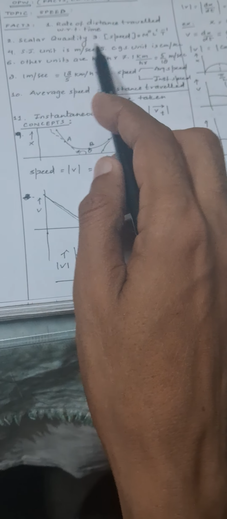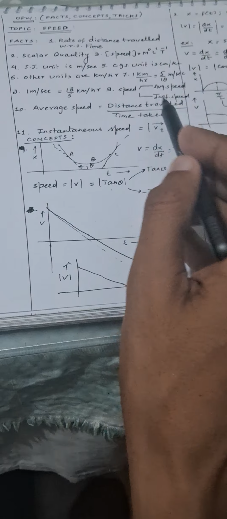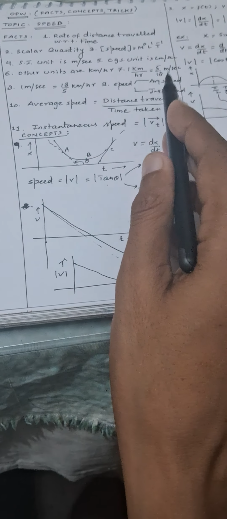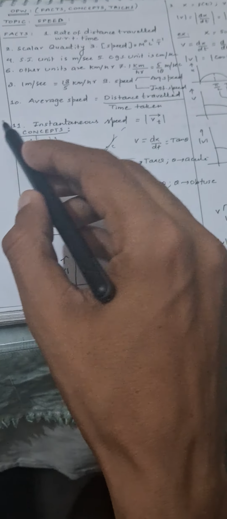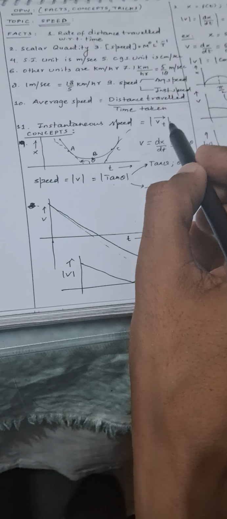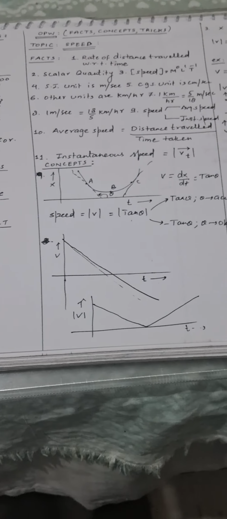Next, it is a scalar quantity, dimension being M^0 L^1 T^-1, SI unit meter per second, CGS unit centimeter per second, other units are kilometer per hour, and 1 kilometer per hour is equal to 5 by 18 meter per second, or 1 meter per second is 18 by 5 kilometer per hour. Speed can be categorized as average and instantaneous. Average speed is distance traveled by time taken, whereas instantaneous speed is the magnitude of instantaneous velocity. So these are the basic facts related to speed, which you must memorize, as they are facts, so you cannot think on them in a lot of ways.